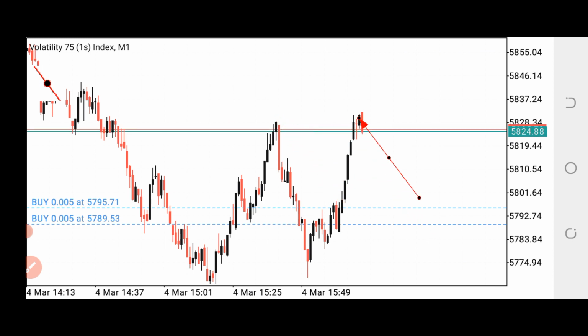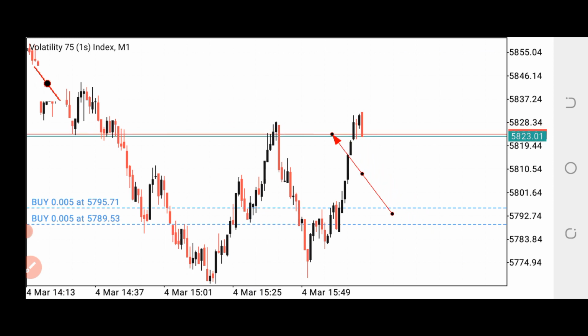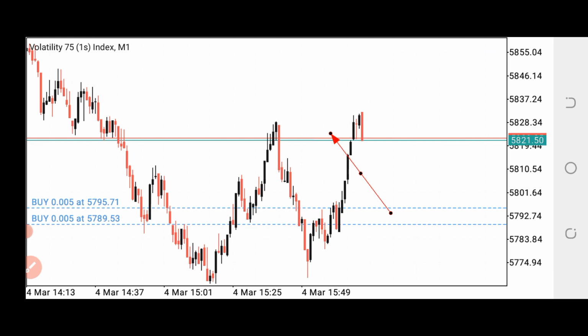Now with this confirmation, we've gotten a candle close. I'm still sure that we are going to go a little bit higher.